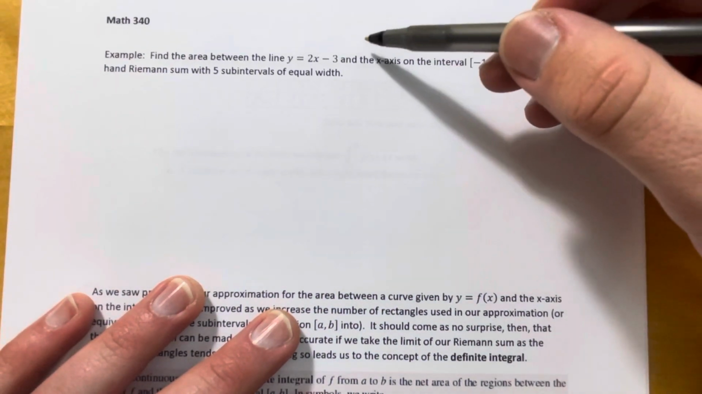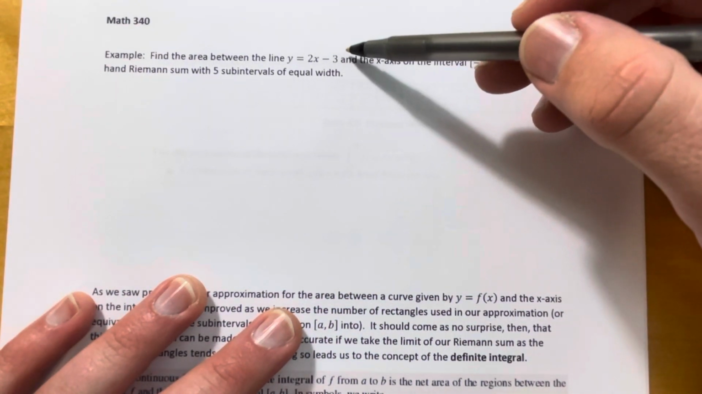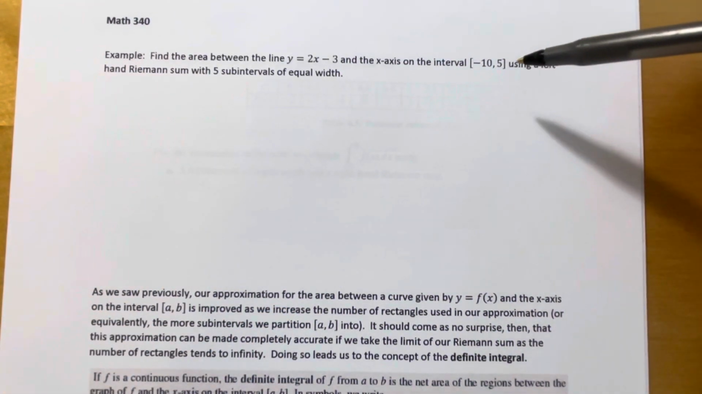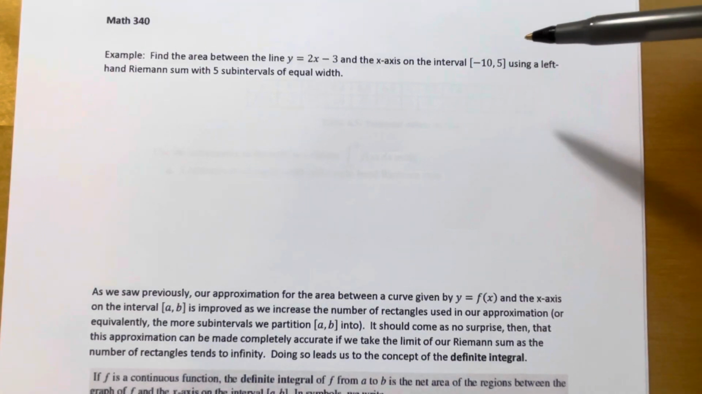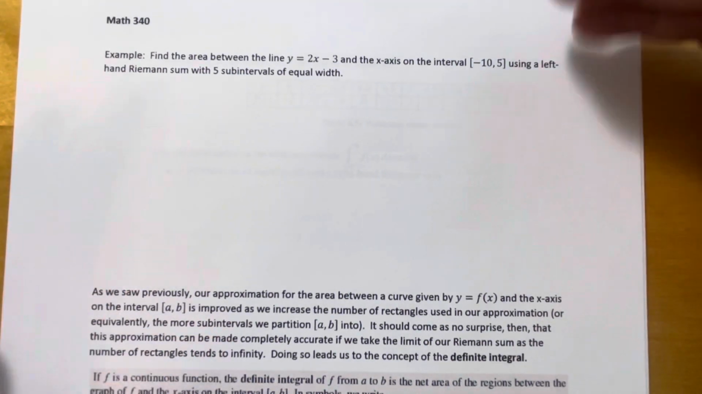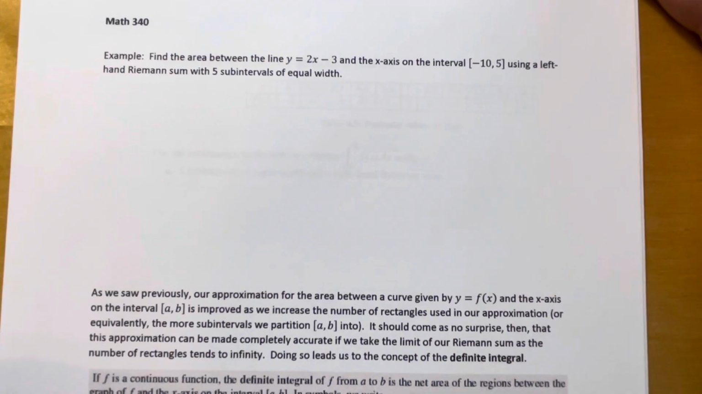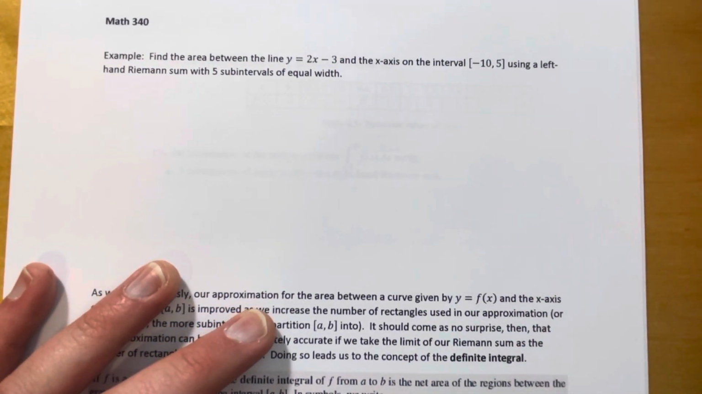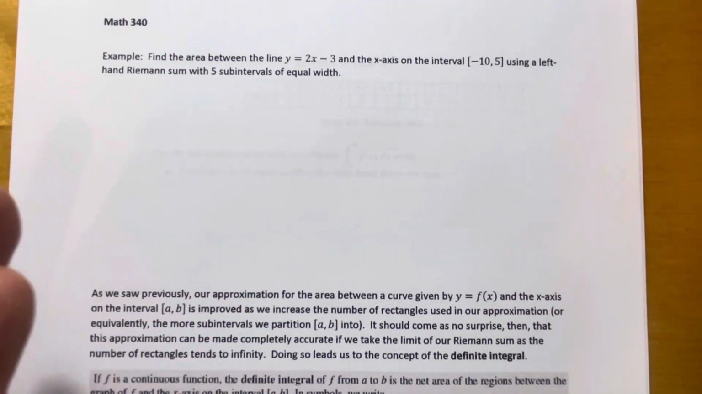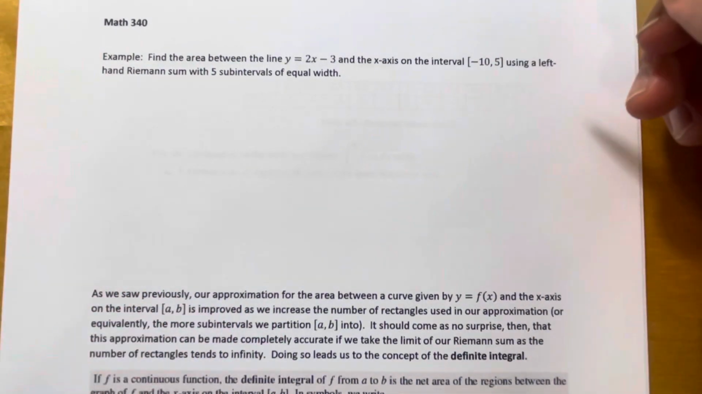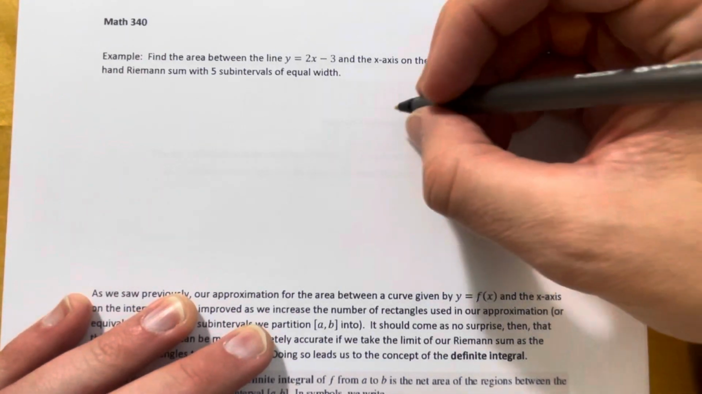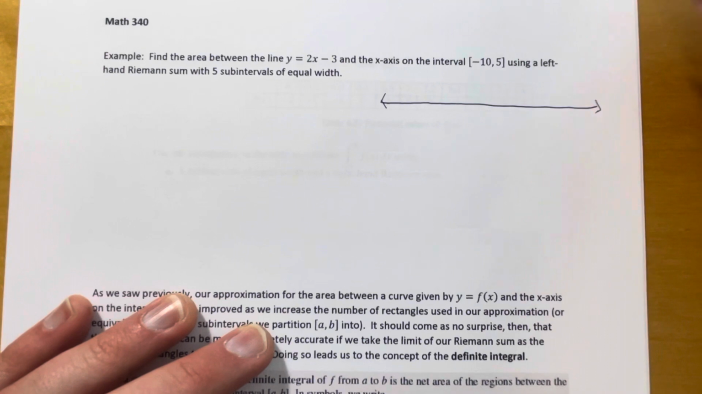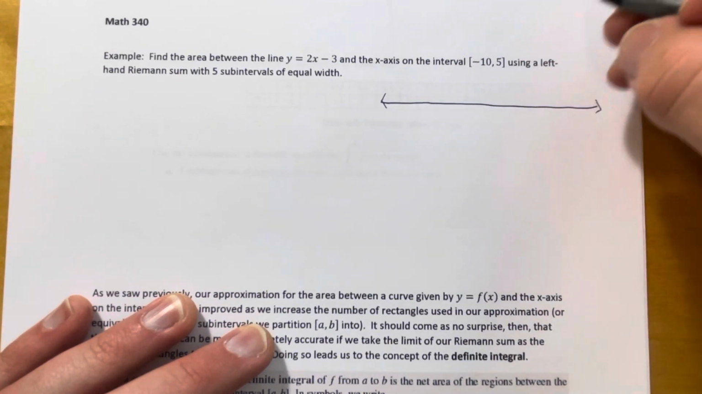We want to find the area between the line y equals 2x minus 3 and the x-axis on the interval negative 10 to 5, using a left-hand Riemann sum with 5 subintervals of equal width. For this example, I could easily draw this graph because that's just a line and a relatively easy one to graph. But I've said it before, you don't actually need to sketch the graph if you understand this process. It's helpful to sketch the x-axis at least, but aside from that, I don't need to worry about any other part of this graph, like the curve.